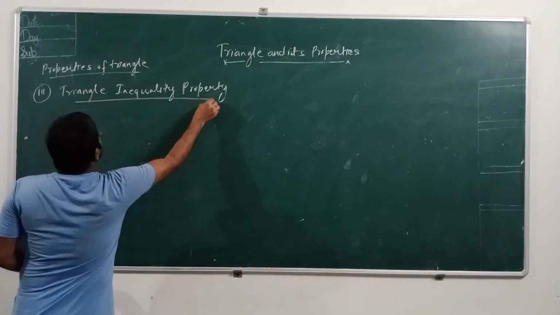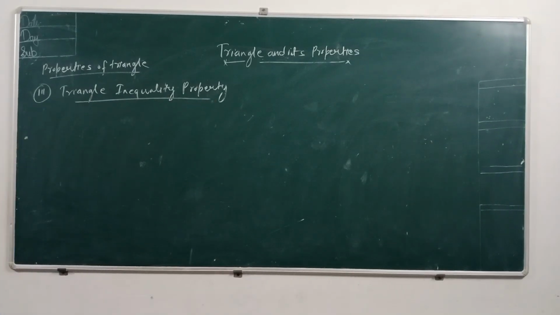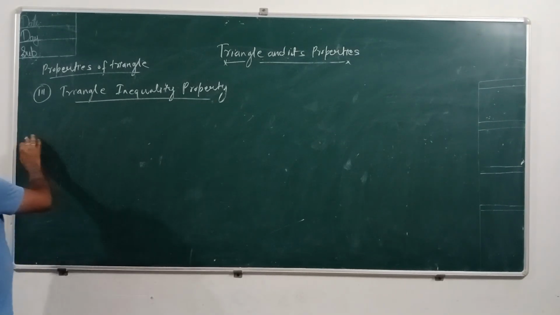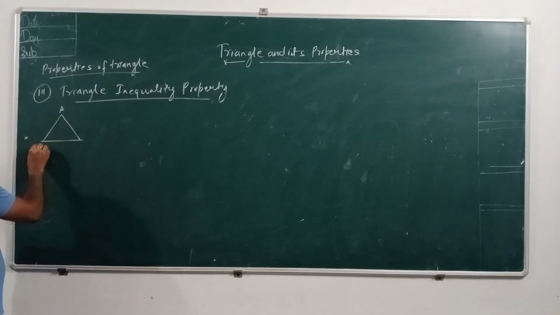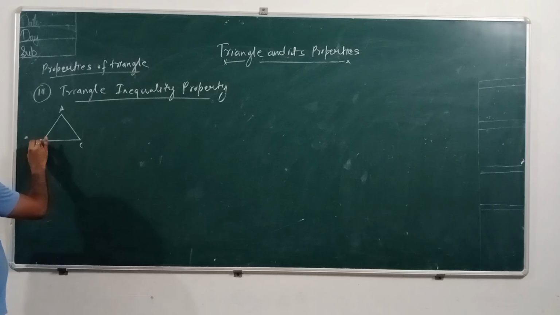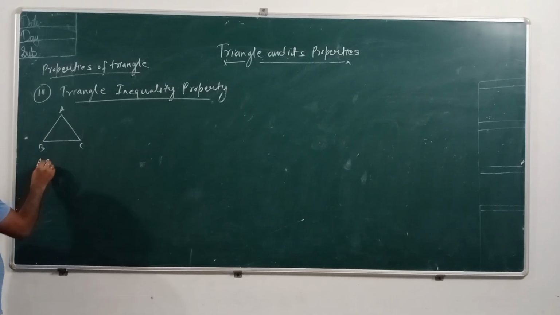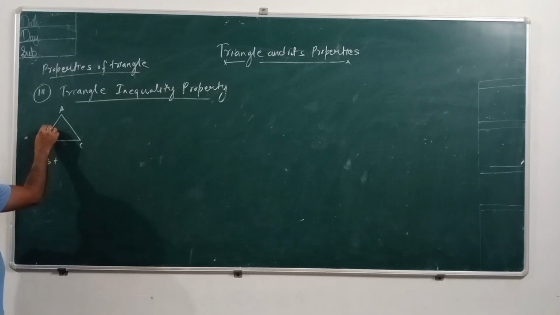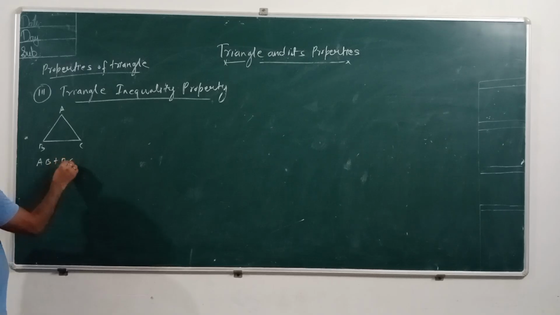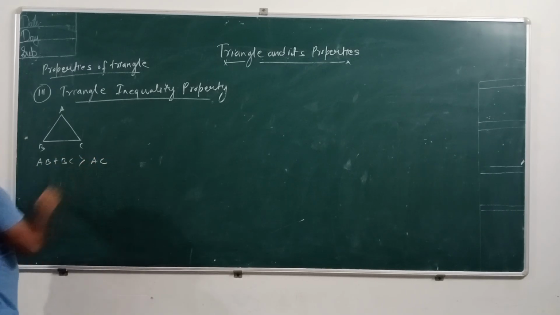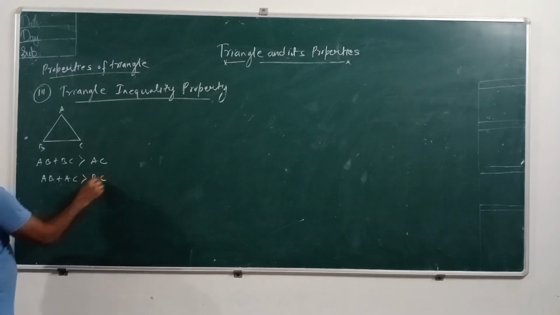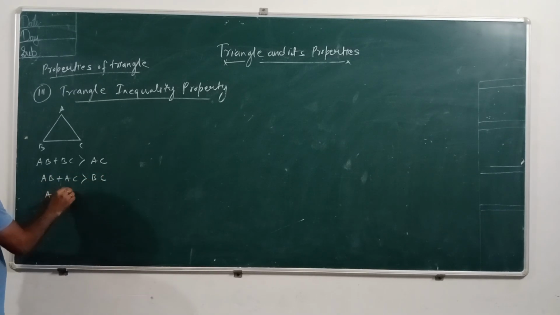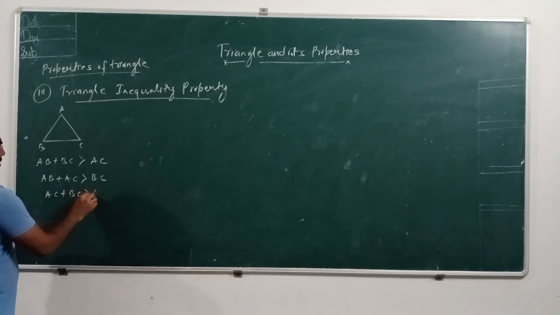So the third property is the triangle inequality property. It says that suppose ABC is a triangle, then the sum of any two sides, suppose you take the sum of AB and BC, will be greater than the third side AC. If you take the sum of AB plus AC, it will be greater than BC. If you take the sum of AC plus BC, it will be greater than AB.